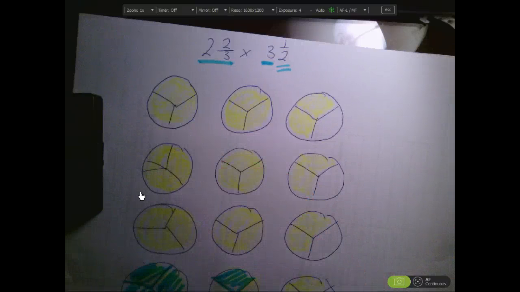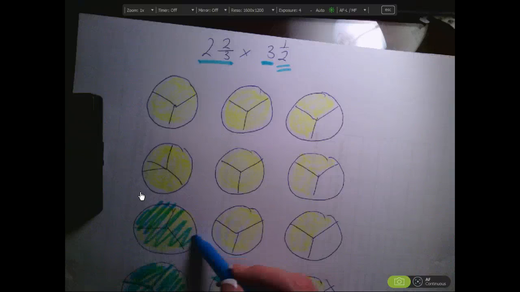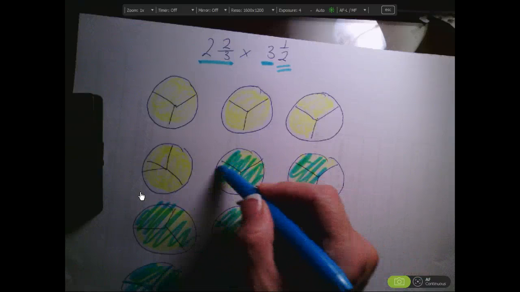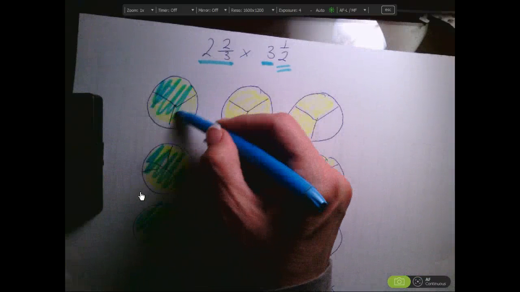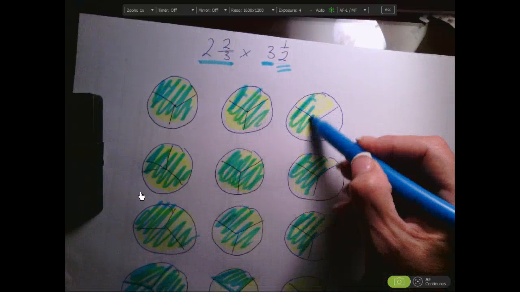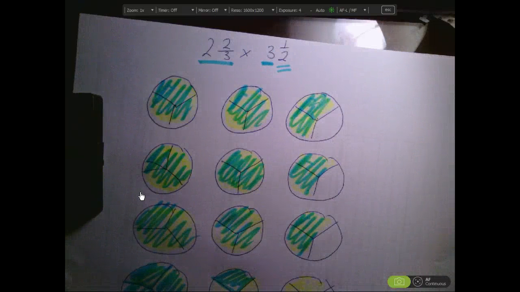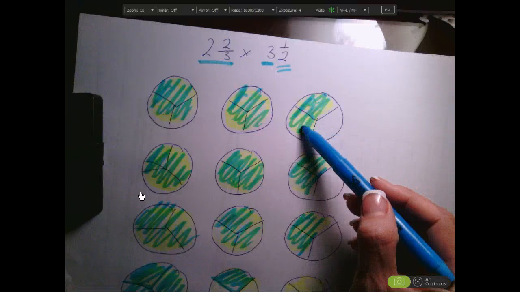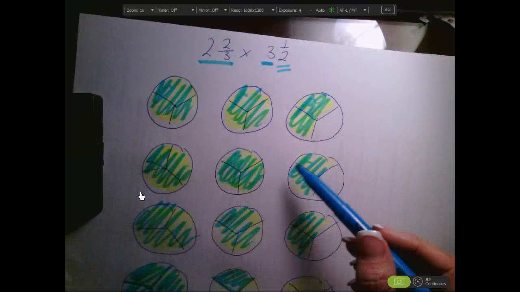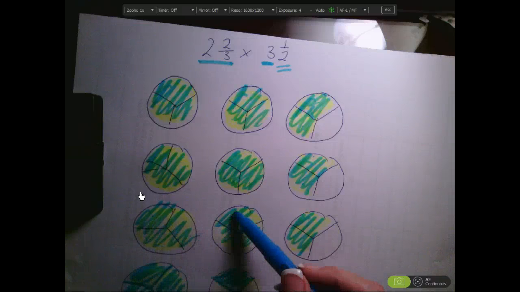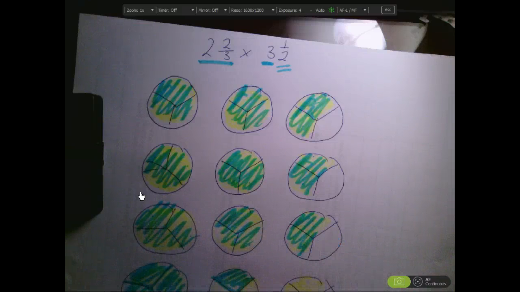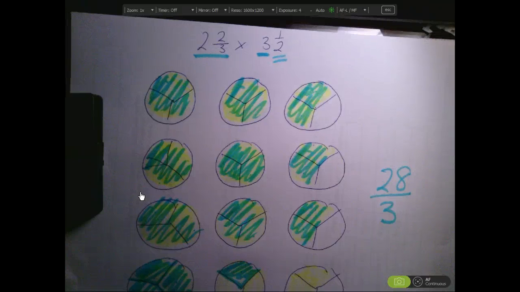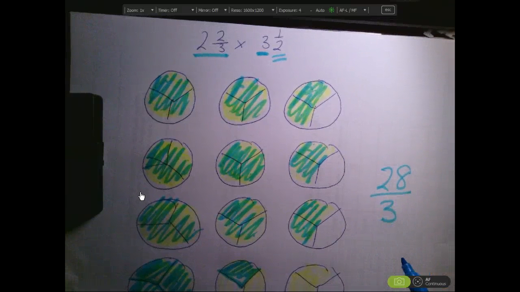So let's count how many thirds. And remember, all of these that I colored earlier, we're going to use those because that's 2 and 2/3. And we had it 3 times. And then down here we just took half of a time, instead of a whole time. So we have 1, 2, 3, 4, 5, 6, 7, 8, 9, 10, 11, 12, 13, 14, 15, 16, 17, 18, 19, 20, 21, 22, 23, 24, 25, 26, 27, 28 thirds. And that is an improper fraction that we could simplify and change.